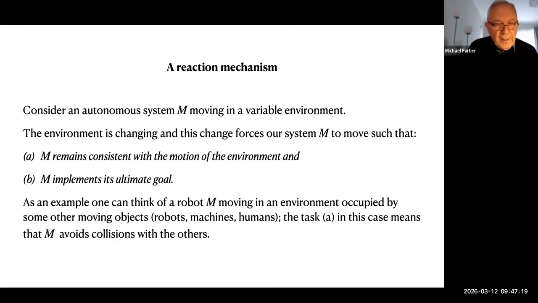So this reaction mechanism should allow the system to remain consistent with the motion of the environment. In the case of a vehicle, it means that it should avoid hitting other vehicles, cyclists and so on. And also this reaction mechanism should help the system to implement its ultimate goal.